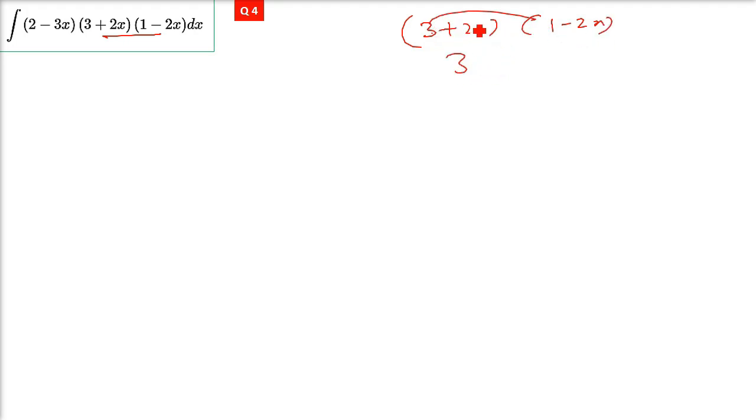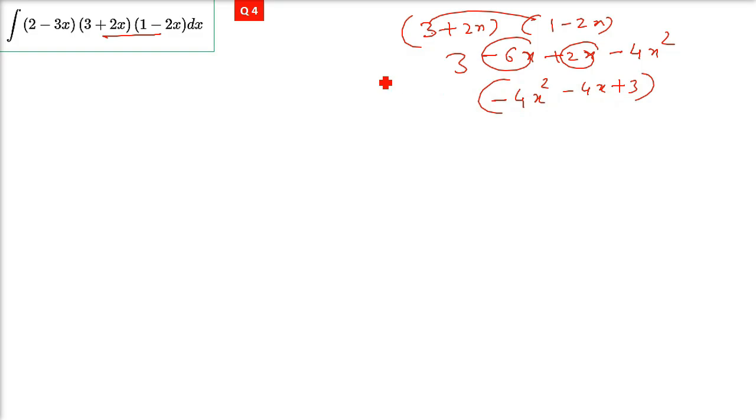Let us multiply them. When we multiply, you get 3 into 1, then 3 into minus 2x, then 2x into 1 and 2x into minus 2x. So this is the term you are going to get. You can combine these two. Minus 4x square you can bring in front. It's not necessary, just for the sake of traditional custom that we always start with the highest power. This term has to be multiplied by 2 minus 3x now.